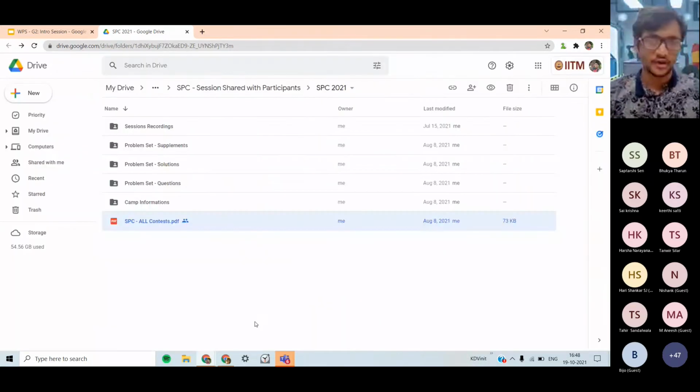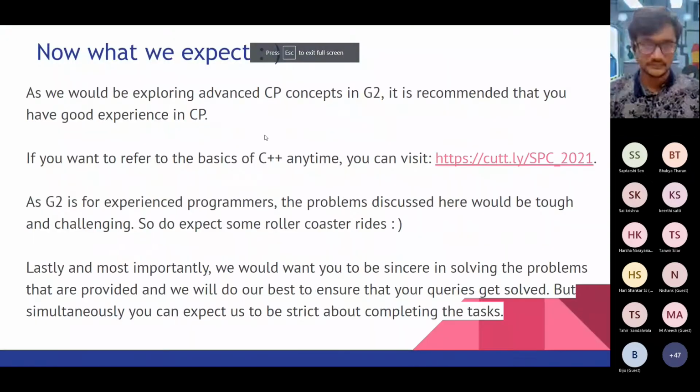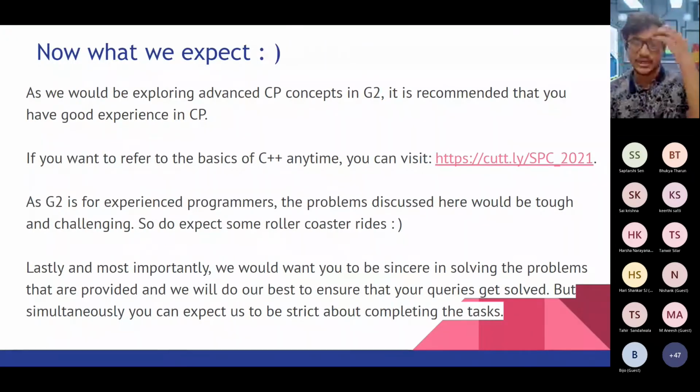I guess most of you would not need it, but in case someone wants to revisit, they can use it. So this is about that. Again, this is for experienced programmers, so you might not need to go to the drive, but in case you need, you can go. Throughout this event, we will be giving you tough and challenging problems. So you can expect a roller coaster ride.